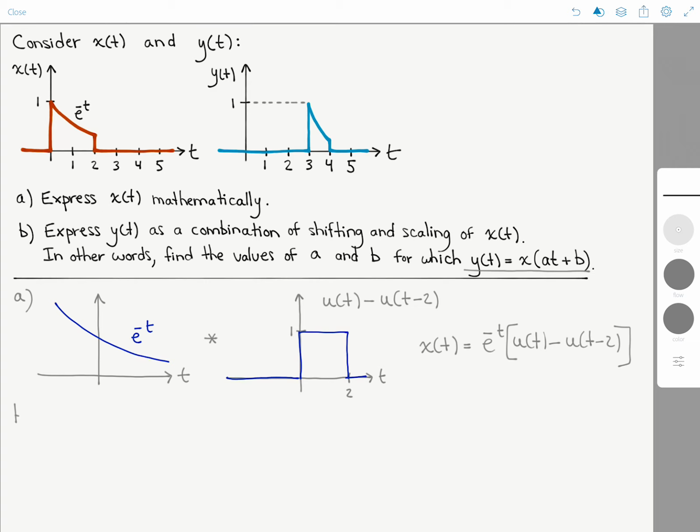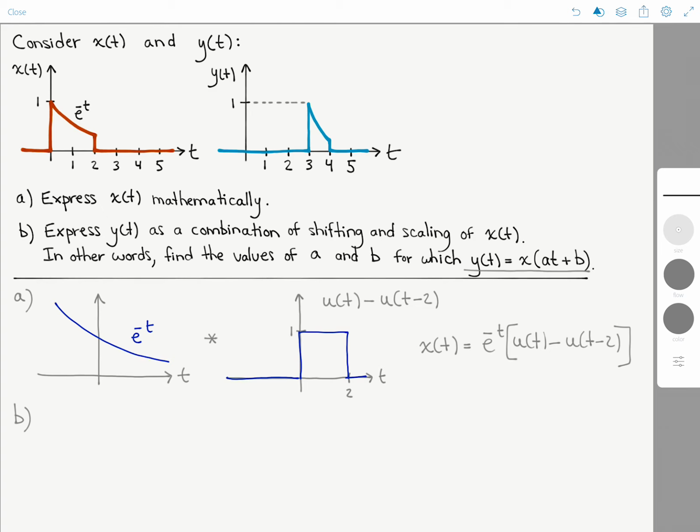Now, let's work on part B. In order to express y of t as a combination of shifting and scaling of x of t, it makes sense to split this problem into two sub-problems. We see that y of t is a time-compressed version of x of t that is also shifted to the right by a certain amount of time.